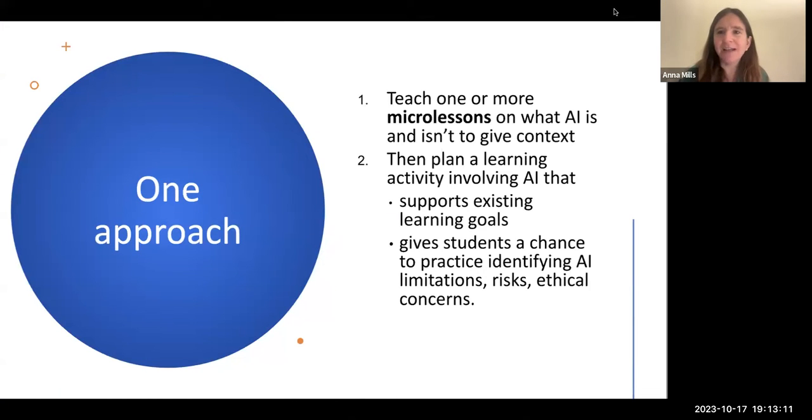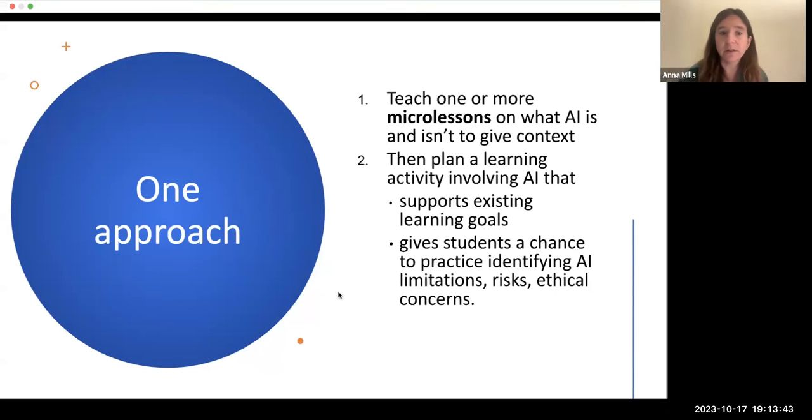And I want to share this tentative approach to see if it's useful to you. That basically is micro lessons on framing AI, on what AI is and isn't, before we bring it in, before we invite students to use it. And then trying to plan a learning activity that does the things I mentioned, that gives students a chance to practice identifying its limitations, risks, and ethical concerns.